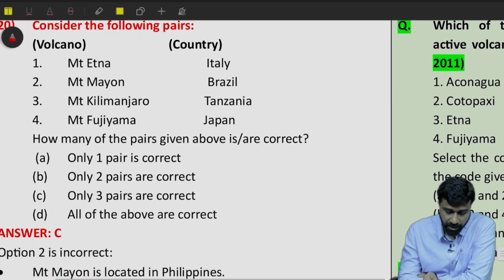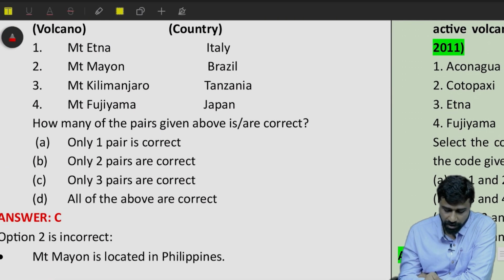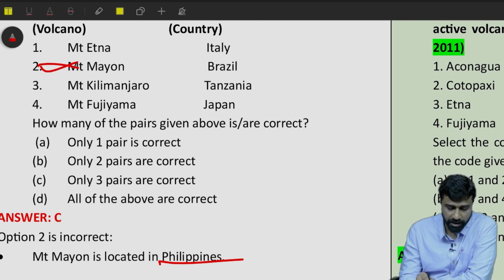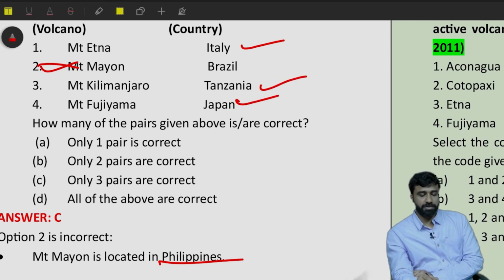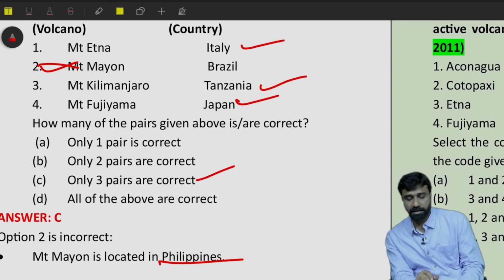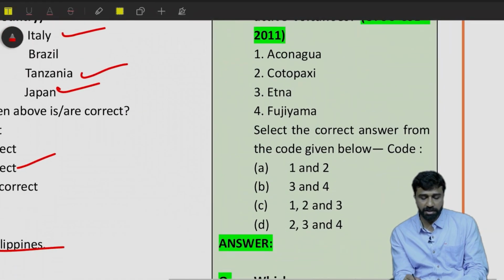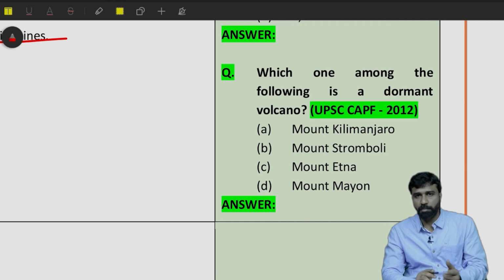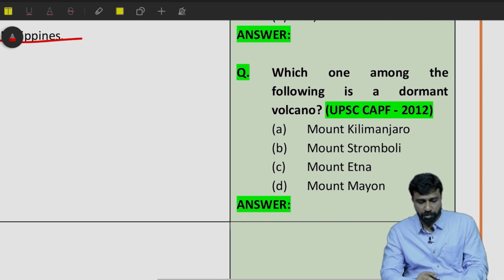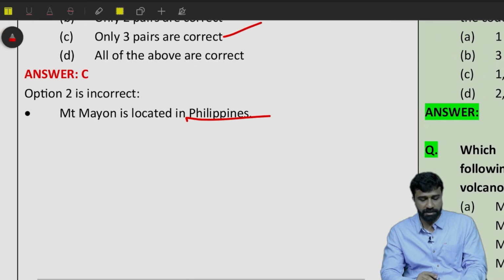Mount Mayon is not located in Brazil, it is located in the Philippines. So, the second statement is incorrect, and Mount Etna in Italy is true, Mount Kilimanjaro in Tanzania is true, Mount Fujiyama in Japan is also true. Only 3 statements are correct here. These were asked in UPSC CSE 2011 and CAPF 2012. These mountains have to be remembered, the block mountains and the fold mountains, old fold mountains and new fold mountains. You have to remember all these things, right?